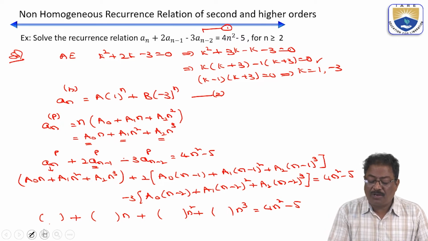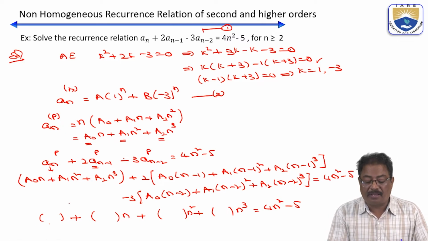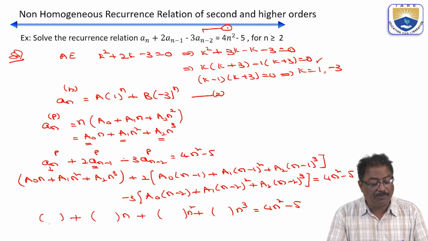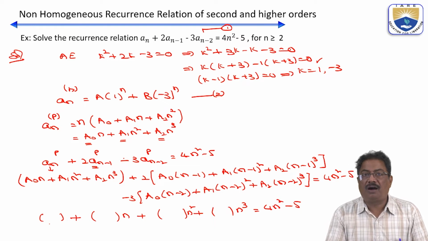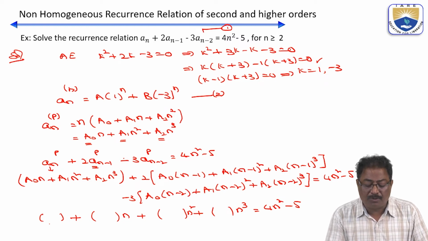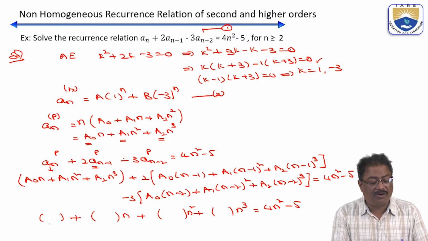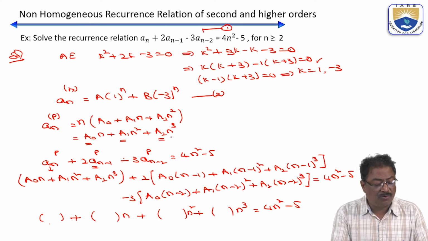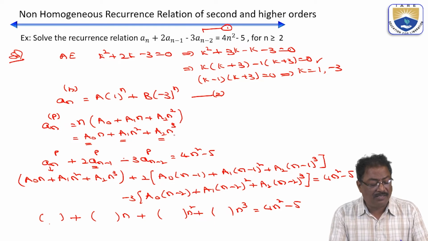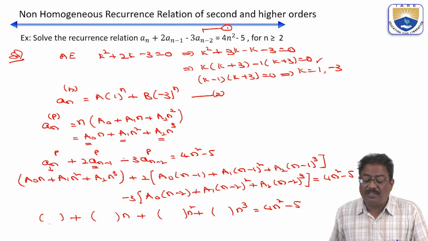Now here we are just going to compare. We are going to compare constant terms, n terms on both sides, n square terms on both sides, n cube terms on both sides. Then we are going to get 4 equations. After getting these 4 equations, we are going to solve them. Then we come to know what a0, a1, a2 are, and we are going to substitute these values into that expression. So this is the way that we are going to calculate.